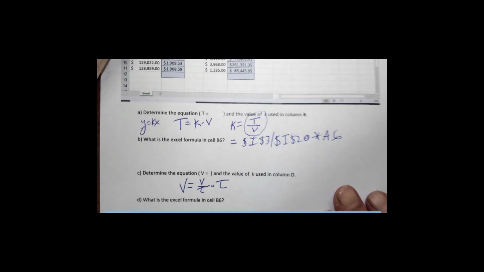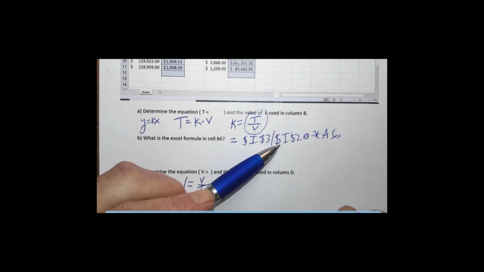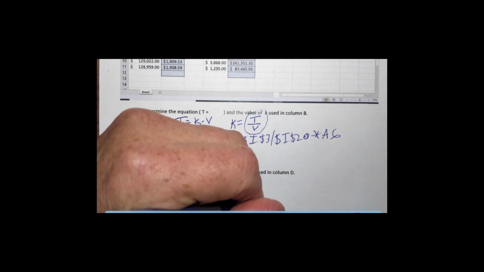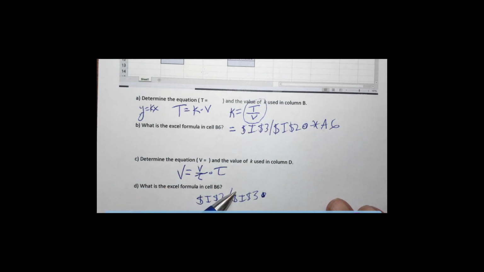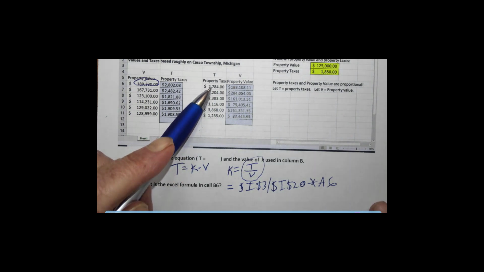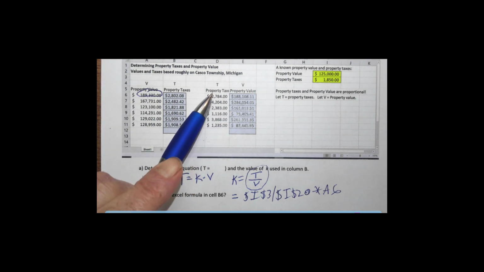So for my Excel formula, I'm going to start it out right here. Only I'm going to flip this because I'm using a reciprocal. So it's $I$2 divided by $I$3 times, put that down there a little bit, right? It's the inverse of this times, I'm going to put it in this cell, times that, which is D6.